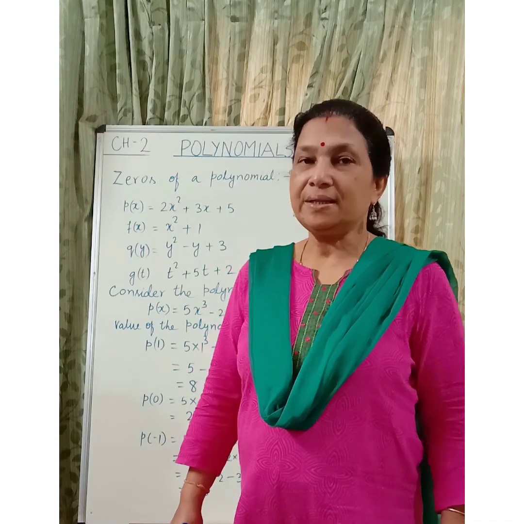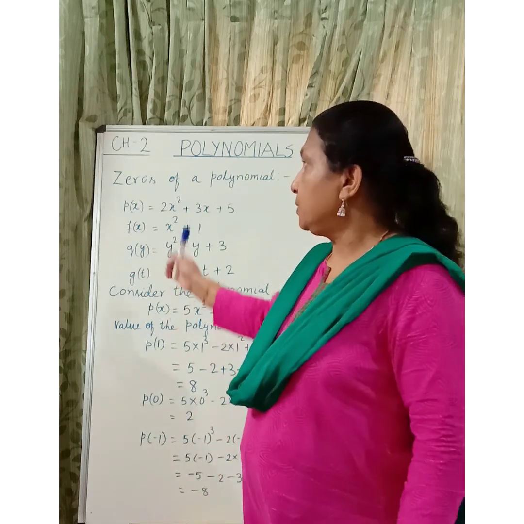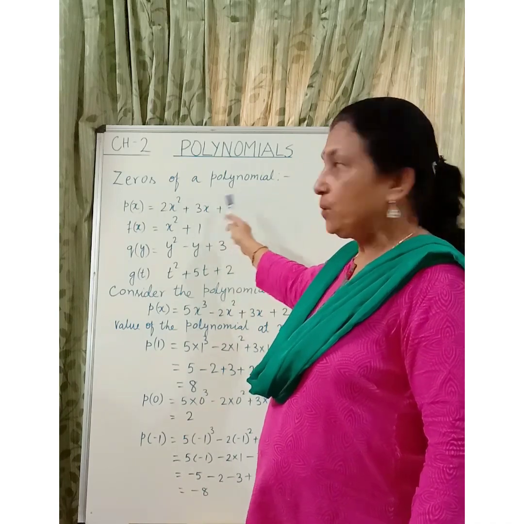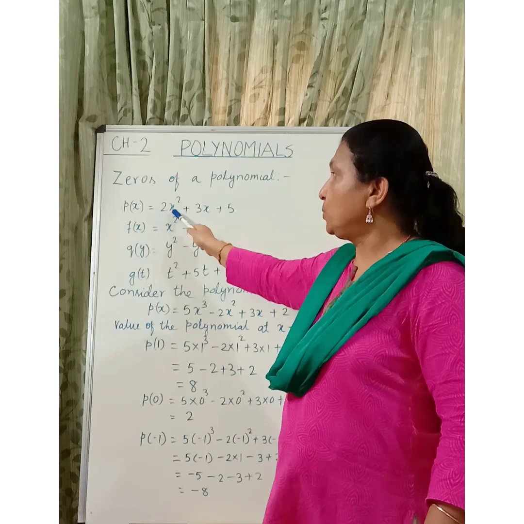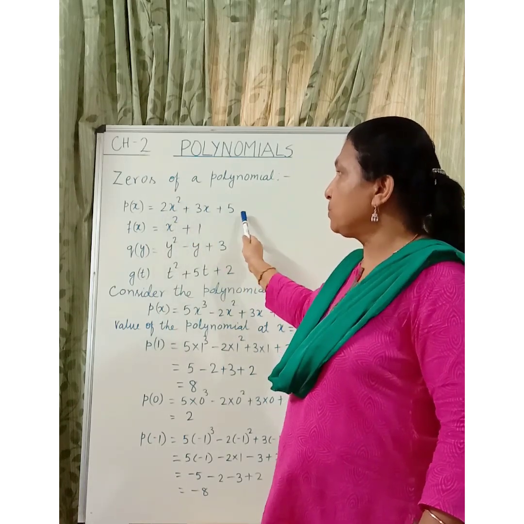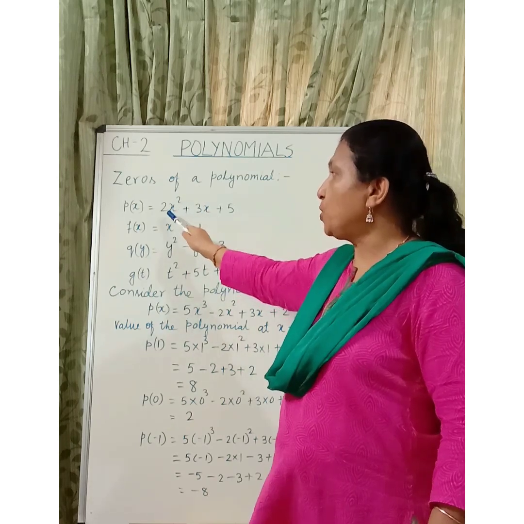Today we will be starting the next part of this chapter, polynomials. Today it is the zero of a polynomial. What you can see, the first example here is 2x square plus 3x plus 5. What is the variable used for this polynomial? x is the variable for the polynomial.